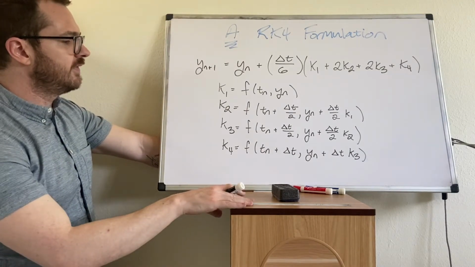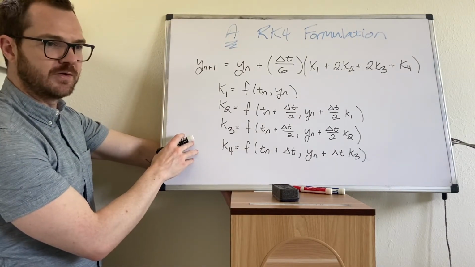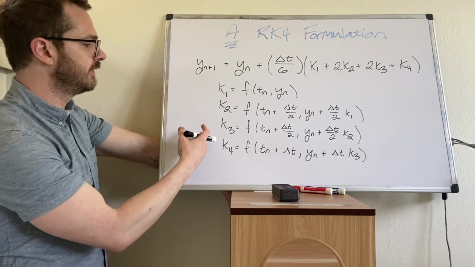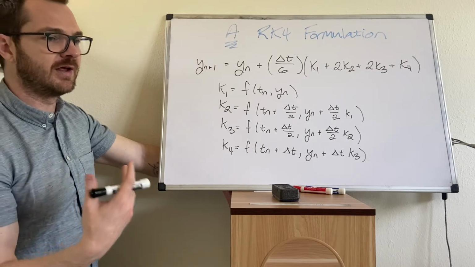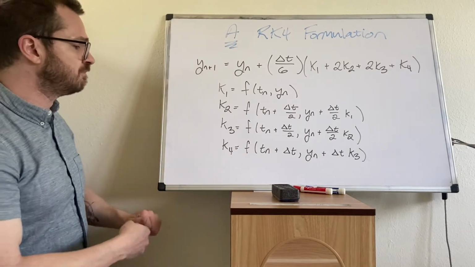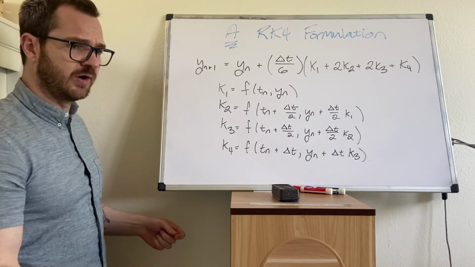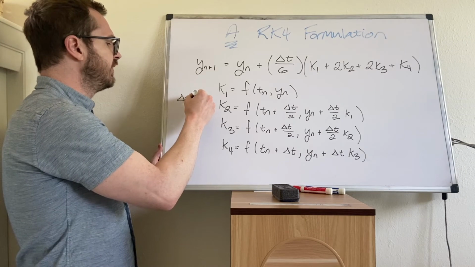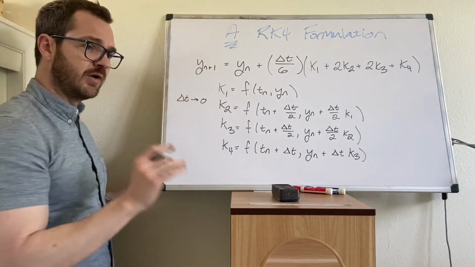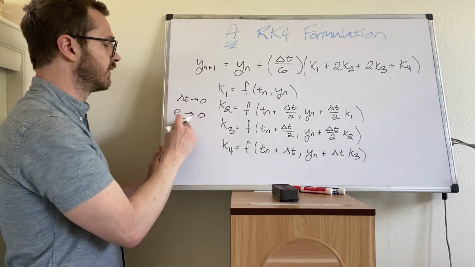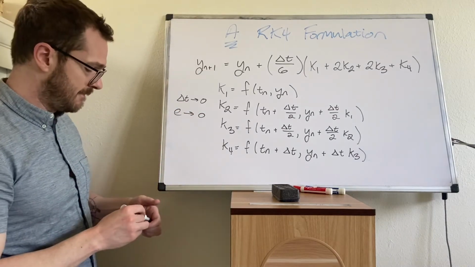Okay, so what's the advantage of using this Runge-Kutta over the standard Euler's? Well, you're going to get a much better answer. There will be far less error in your solution using a Runge-Kutta than an Euler's. Now, what if you're using Euler's and you want small error? Well, if you make the delta t go to 0, you make the time step very small, you're going to drive the error to 0 as well.